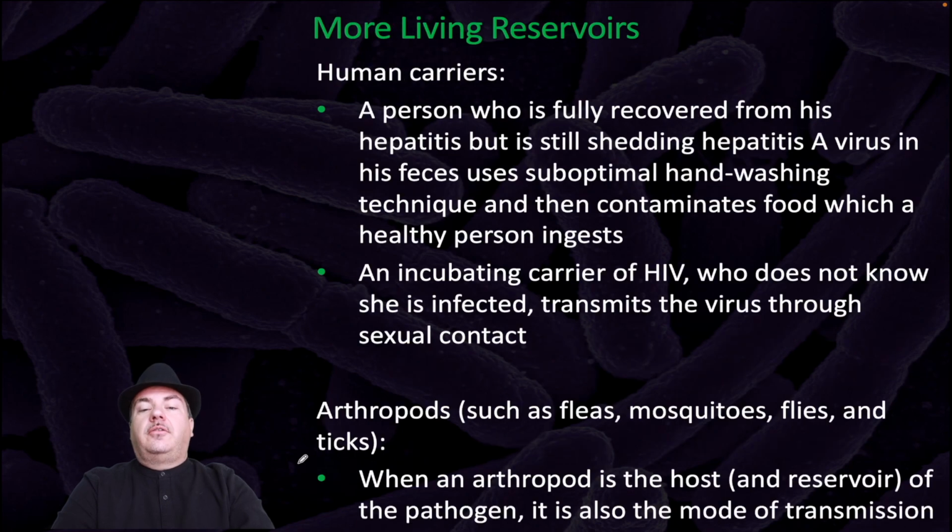More living reservoirs, you can have human carriers. A person who is fully recovered from his hepatitis but is still shedding hepatitis A virus in his feces uses suboptimal hand washing technique and then contaminates food which a healthy person ingests. An incubating carrier of HIV who does not know she is infected transmits the virus through sexual contact. Or you can have arthropods such as fleas, mosquitoes, flies, and ticks. When an arthropod is the host and reservoir of the pathogen, it is also the mode of transmission.